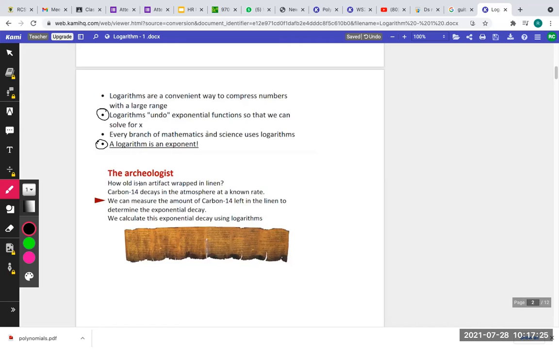And last but not least, even archaeologists use logarithm with exponential decay, to calculate the exponential decay of certain materials, right? That is needed for archaeologists, also calculated in the logarithmic way. So every part of life, logarithm is involved.